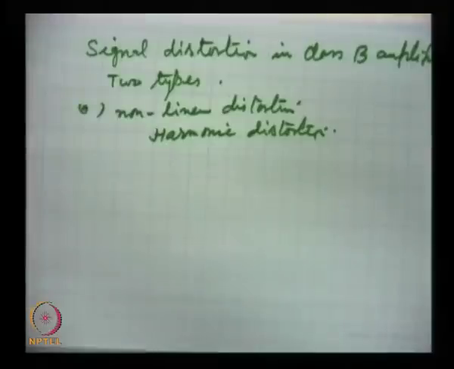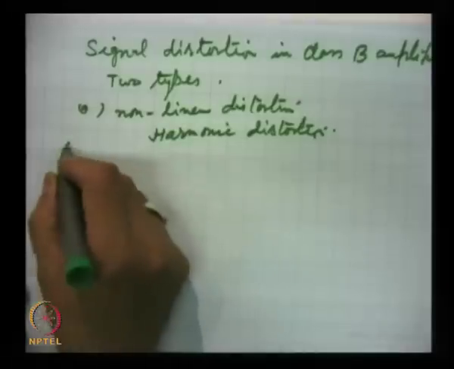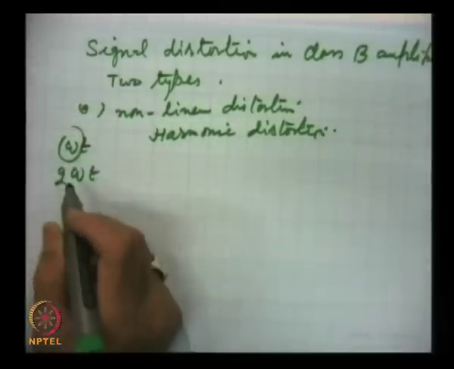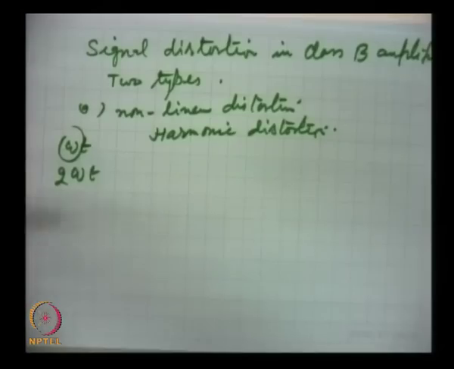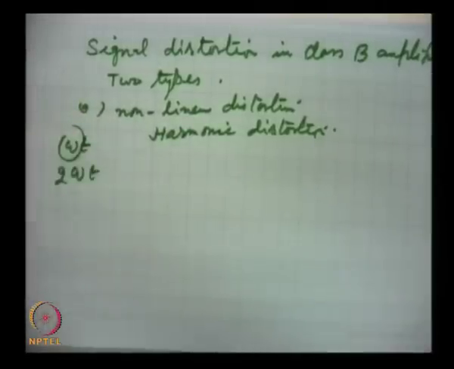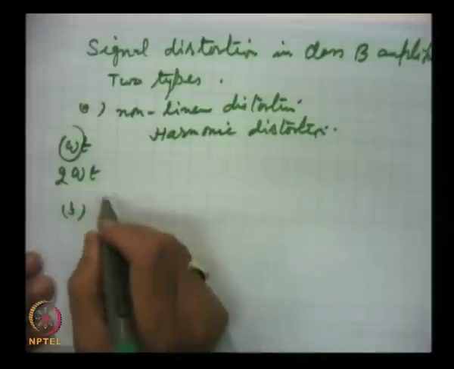In this, the frequencies in the output will be multiples. Other components of frequency will also be there. For example, if omega t is the input frequency, omega, then 2 omega, 3 omega, 4 omega are the harmonics which may also appear in the output. And the reason for this distortion is the nonlinearity. And we will see that in a well symmetrical design, when the two halves of the push-pull amplifier are made symmetric, this is largely taken care of. And the other kind of distortion is called crossover distortion.